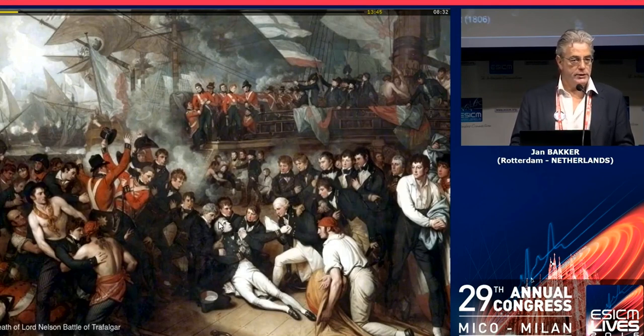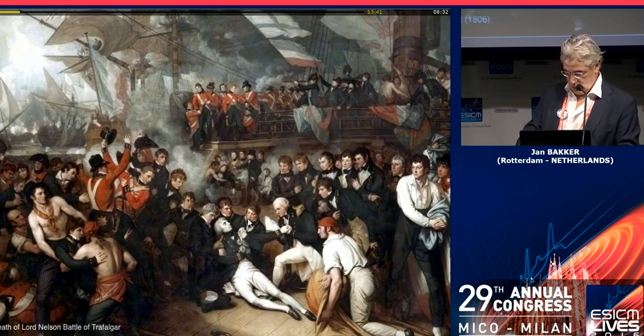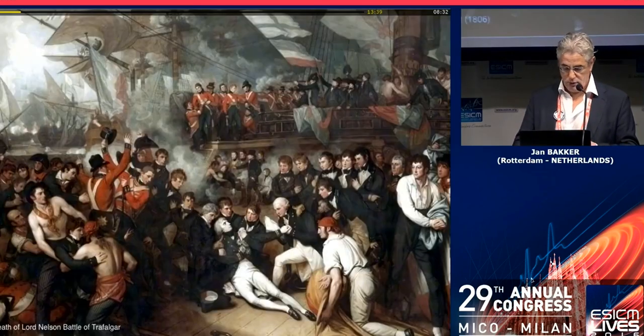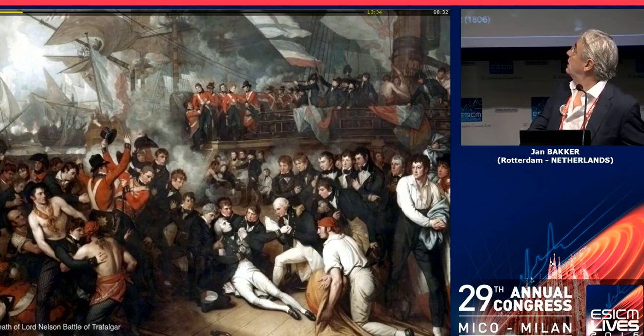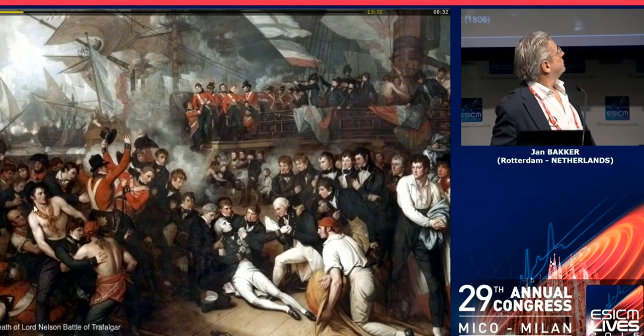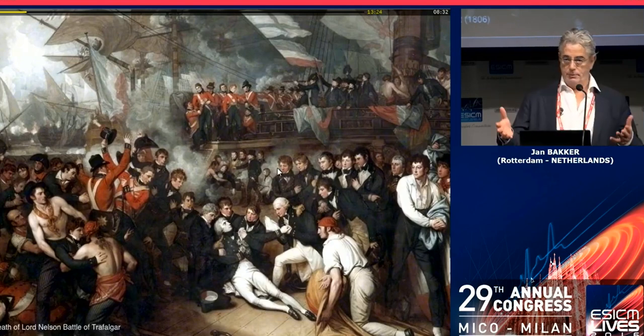It's very white, so it should come out so you can see it more clearly. But as you can see, the face of Lord Nelson is very pale and white, where these are bright red, and this is bright red. And of course, the painter was not there.